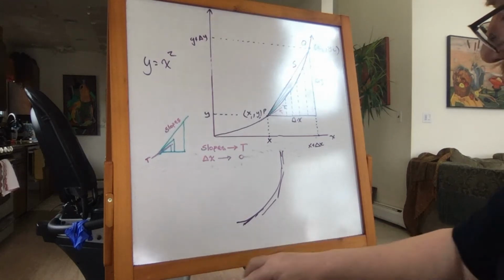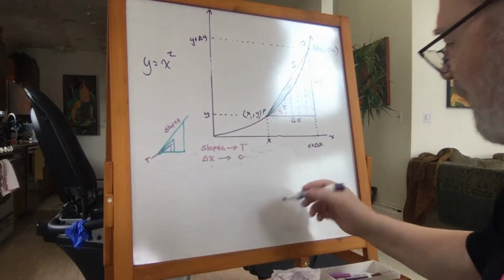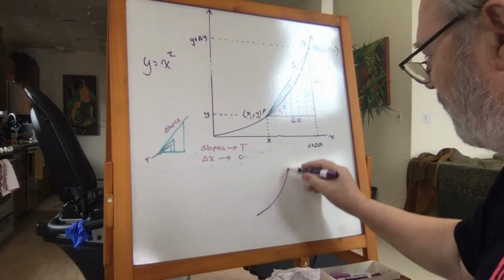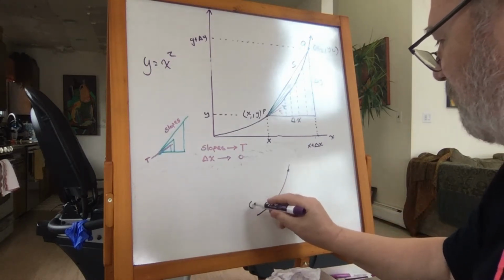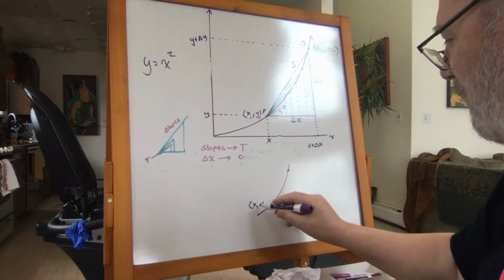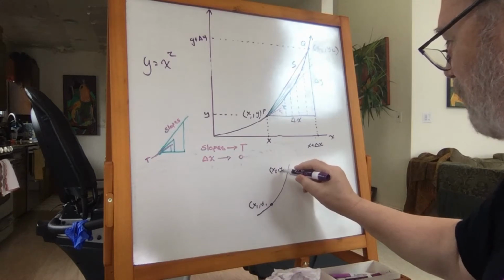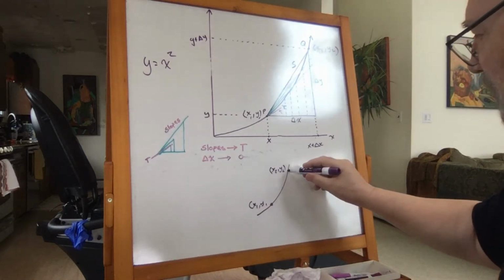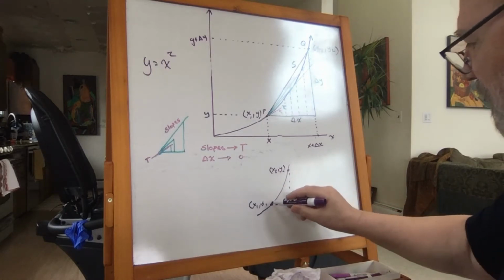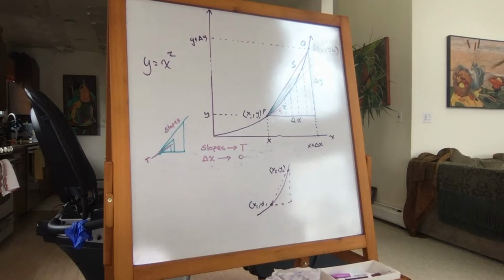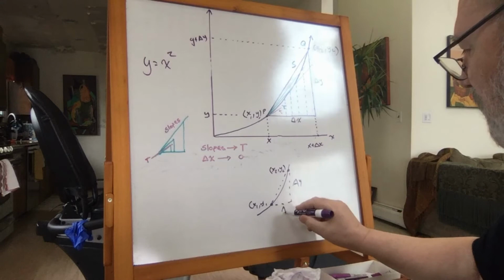So the only tool that we have is to take a look at 2 points along the curve. We got a point 1, point 2. We're going to call that x1, y1, and x2, y2. And we're going to do the same thing as we did with a line, delta y over delta x.